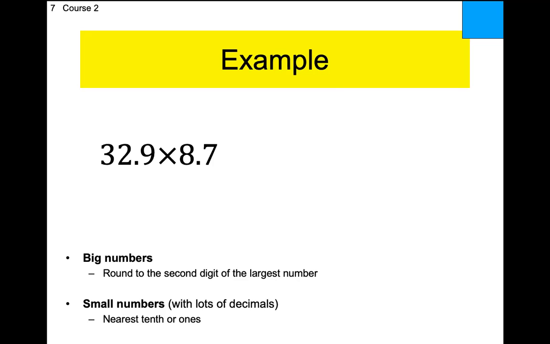270, yes? Yes. Right? If we round to the nearest ones place, we get 33, not 30. Why 33 and not 30?